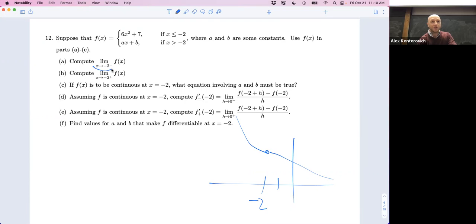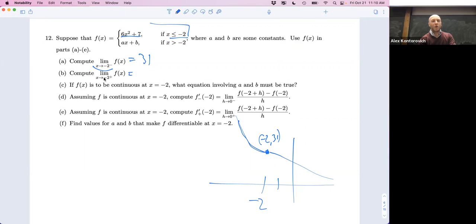Okay, limit as x goes to negative 2 from below. From below means we use the top equation. That's when x is less than negative 2. So that's just plugging in negative 2. So this is 6 times 4 plus 7. 6 times 4 is 24 plus 7, 31. Brain freeze. Okay, so this is the point negative 2 comma 31, at least as far as the left side is concerned.